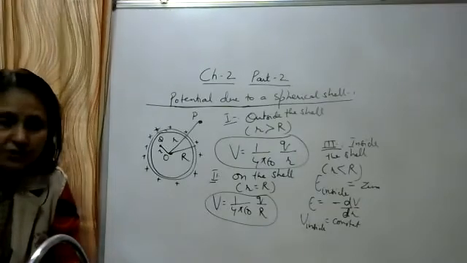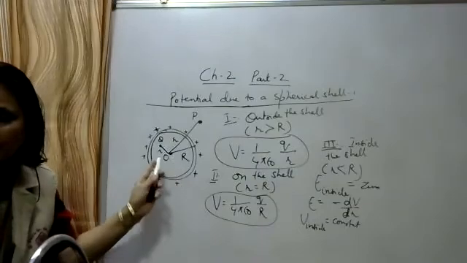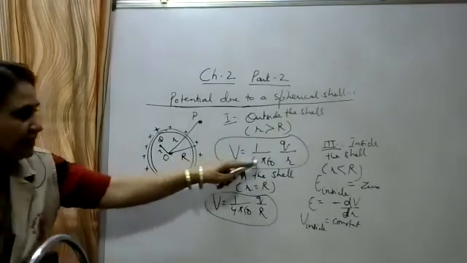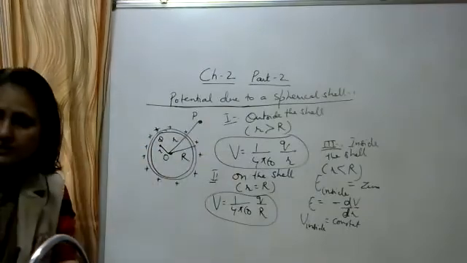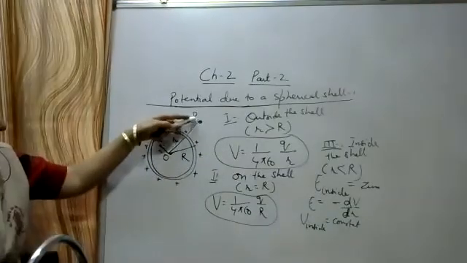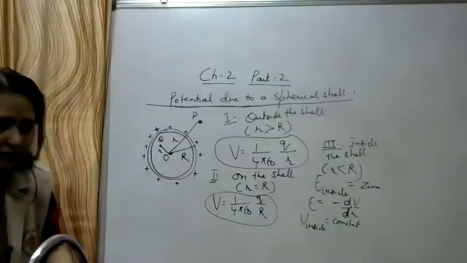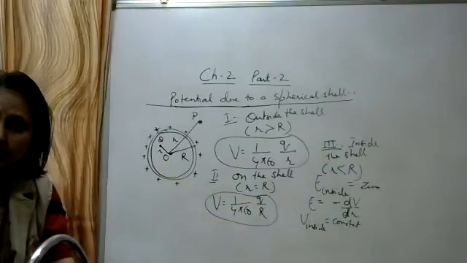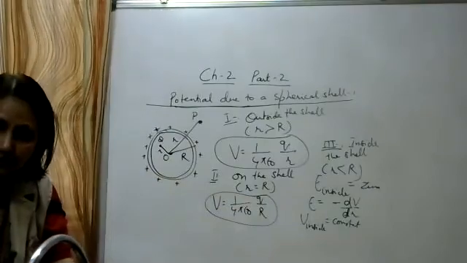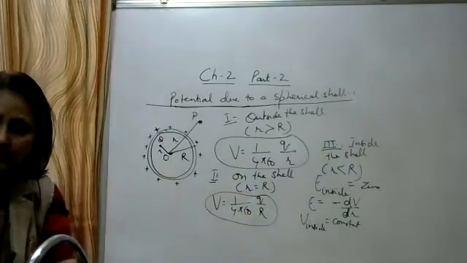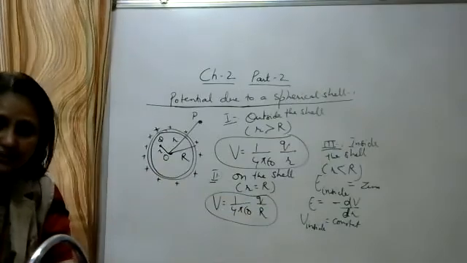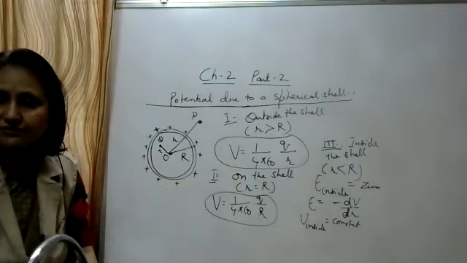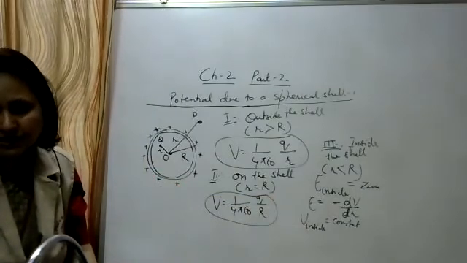Then the potential due to a spherical shell, outside, inside, and on the surface, we have found out. Outside the shell, the whole charge is supposed to be concentrated at the center of the sphere. So the potential at distance r is equal to kq by r. On the surface it will be equal to kq upon capital R. Inside the shell, the potential will be constant. Why? Because the electric field inside is 0 and E is equal to minus dV by dr. As the electric field is 0, it means the differentiation of a constant quantity is 0. So inside, the potential is constant, the same as that on the surface.